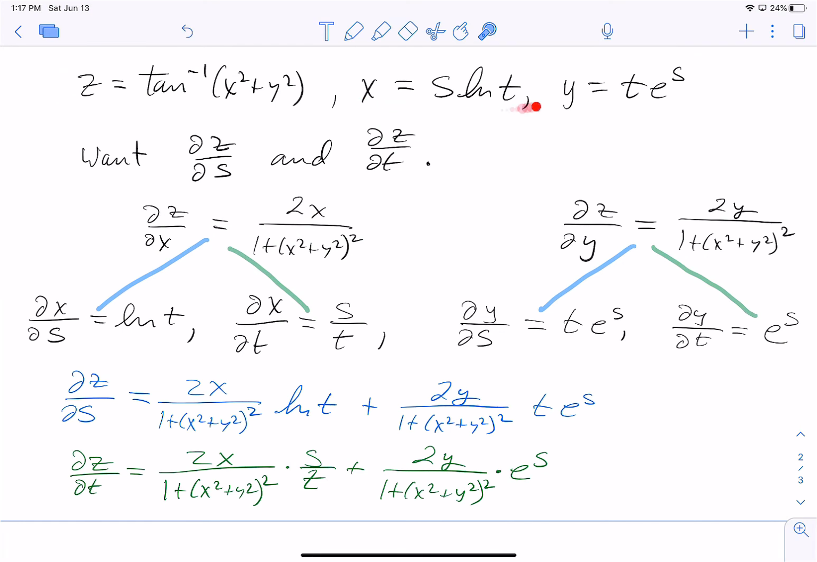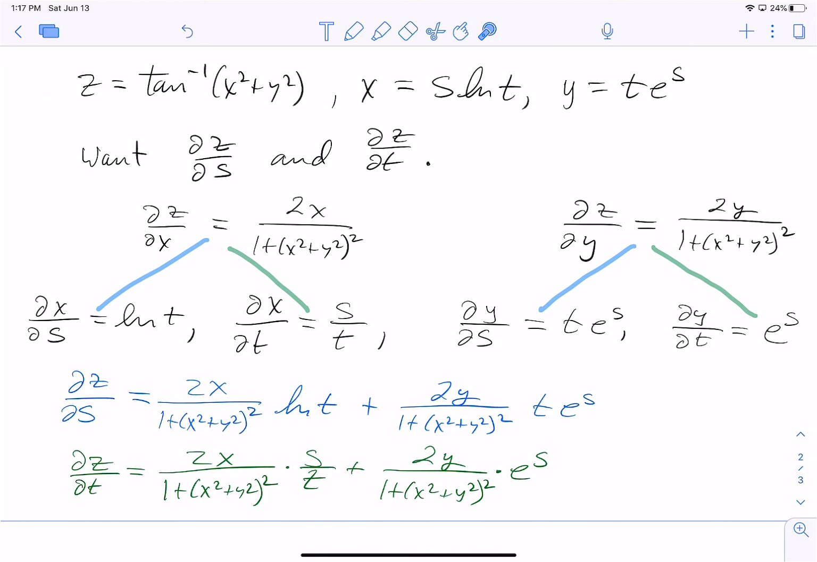And then the partial of x with respect to s is natural log of t. The partial of x with respect to t is s over t. The partial of y with respect to s is t e to the s. Partial of y with respect to t is just e to the s.